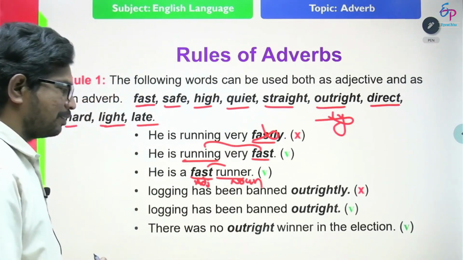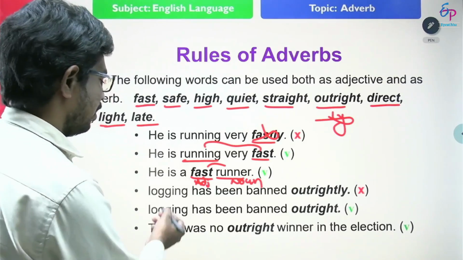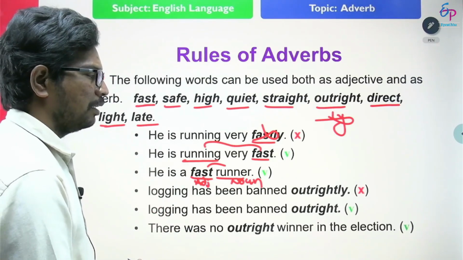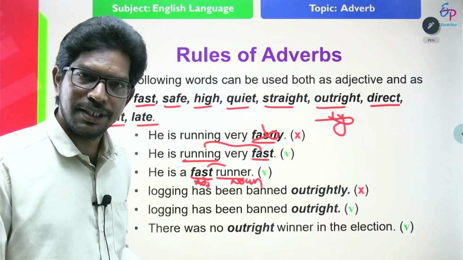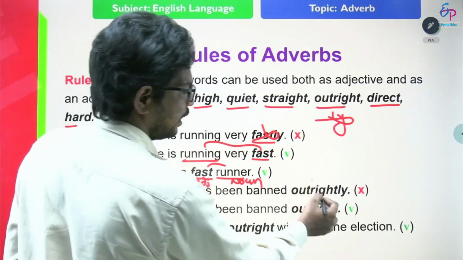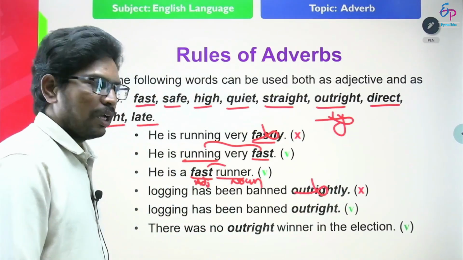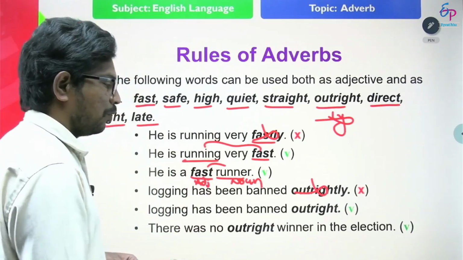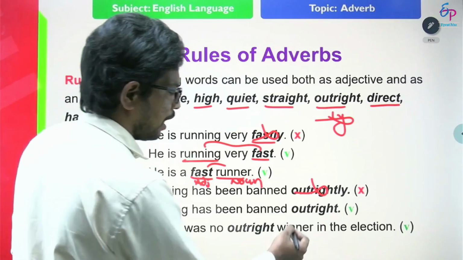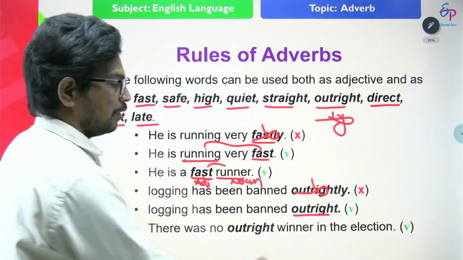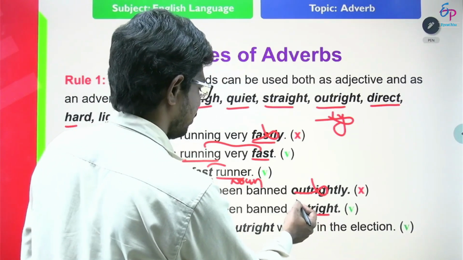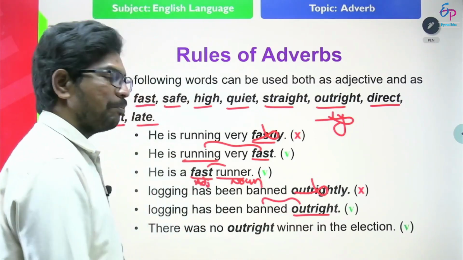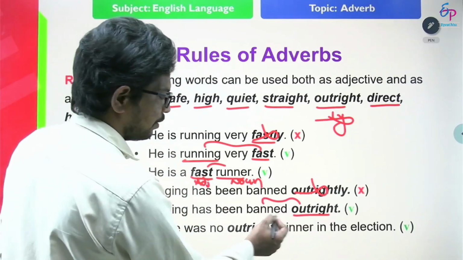Let us see one more example and find the error. Logging has been banned outrightly. In this example, the word outrightly is wrong, because we should not add ly to these words. What is the correct one? Logging has been banned outright, not outrightly. The word outright is working as an adverb. It is modifying the verb banned.